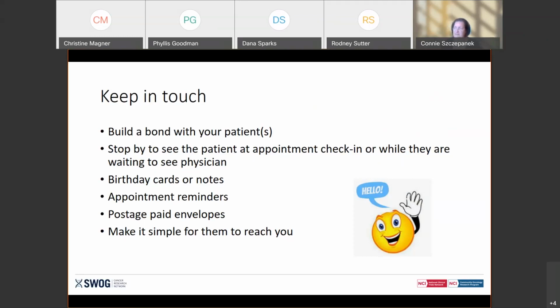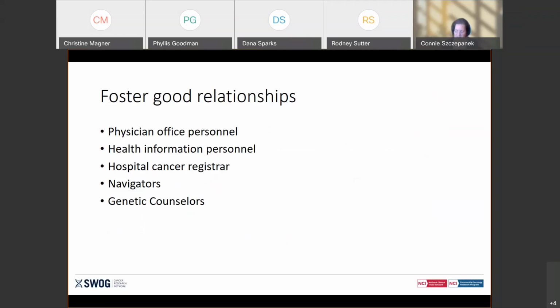Next slide. Foster good relationships. People that know your patient are really good resources as well. And you want to make sure that they don't forget that your patient's on a study and contributing to a very valuable body of work. So your physician's office, the personnel there, other people at the front desk, cancer registrars are a big help. Nurse navigators and other navigators can be helpful. Genetic counselors, anybody who's interfacing with your family. In spite of all that, sometimes we absolutely run into brick walls.